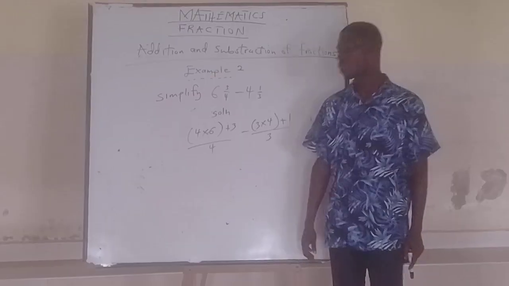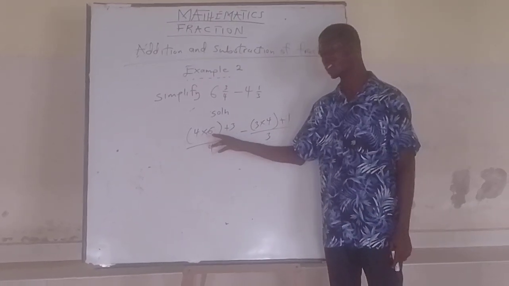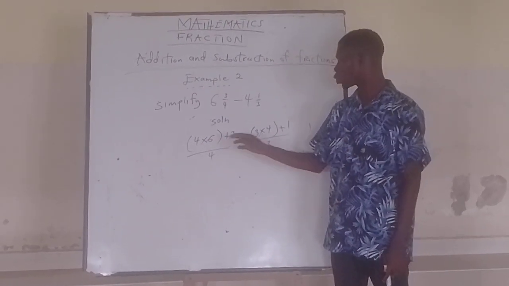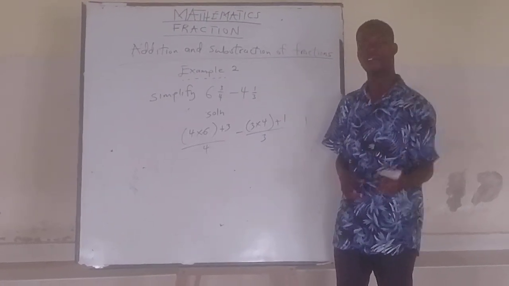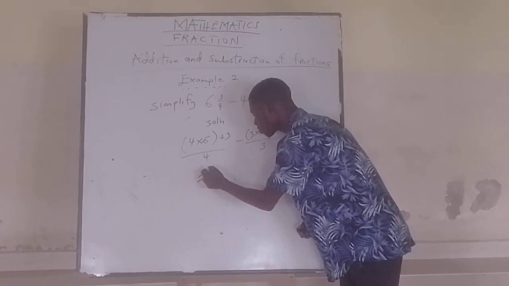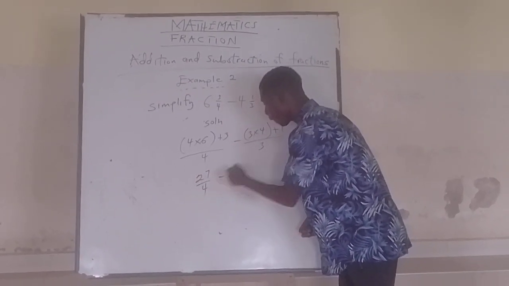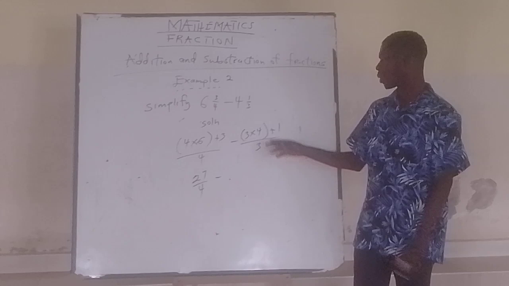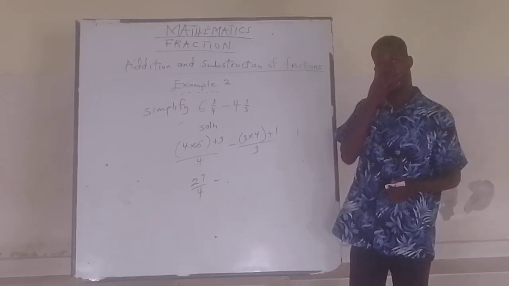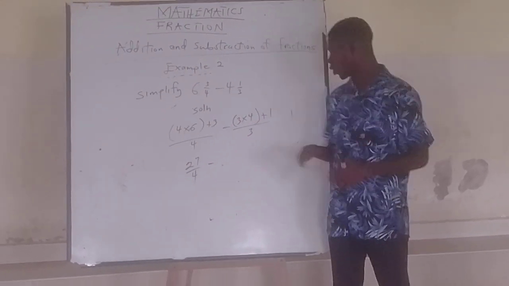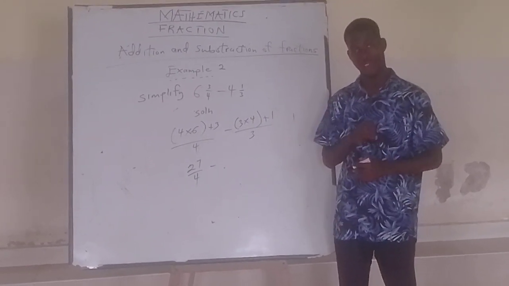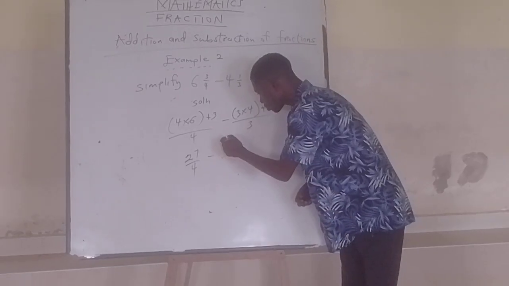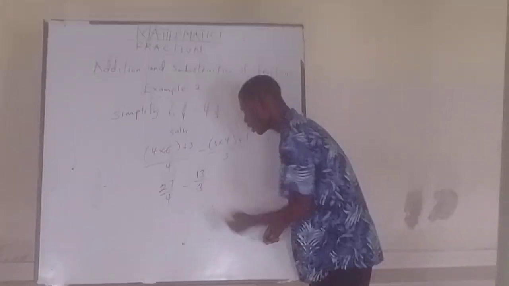Then 4 times 6 is 24. 24 plus 3 is 27. So now 27 over 4 minus, 3 times 4 is 12. 12 plus 1 is 13. So 13 over 3. Good.